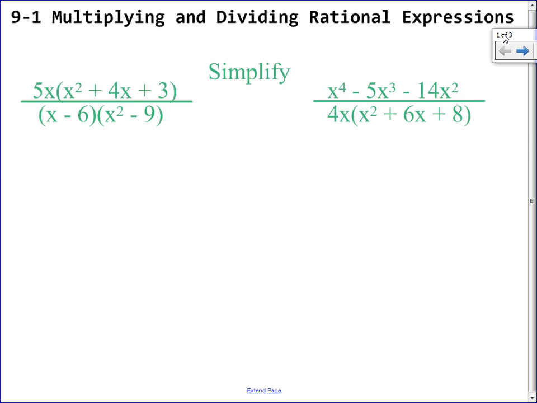Please don't do this. They'll see this problem, they won't factor, and they'll just start crossing out X's and numbers wherever they match. Okay, you can't do that. First we factor, and I'll show you the things you can cancel out.